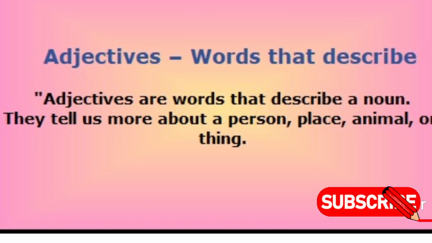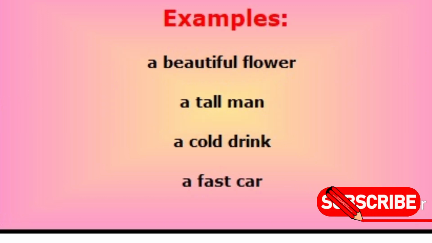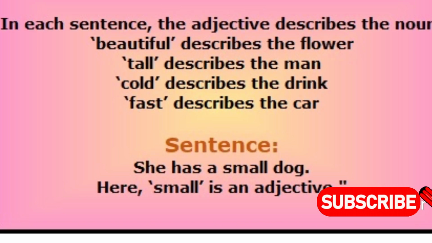Adjectives, words that describe. Adjectives are words that describe a noun. They tell us more about a person, place, animal, or thing. Examples: a beautiful flower, a tall man, a cold drink, a fast car. In each phrase, the adjective describes the noun. Beautiful describes the flower. Tall describes the man. Cold describes the drink. Fast describes the car. Sentence: she has a small dog. Here, small is an adjective.